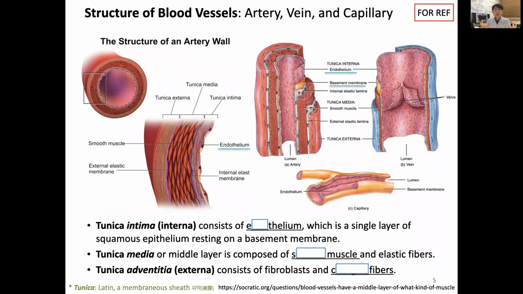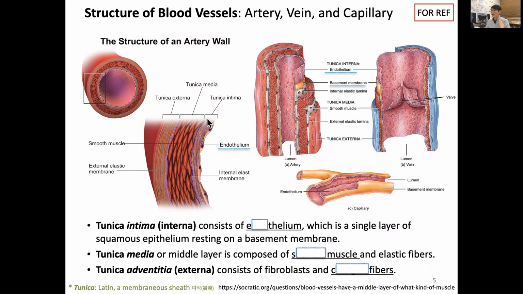So let's get into more detail about the structure of these blood vessels. First, the most important, the artery wall. The arterial wall looks like this, and the inside is where blood flows. That's called the lumen, and the lining of this wall is called the endothelium. You can see here, the endothelium always sits on a basement membrane.